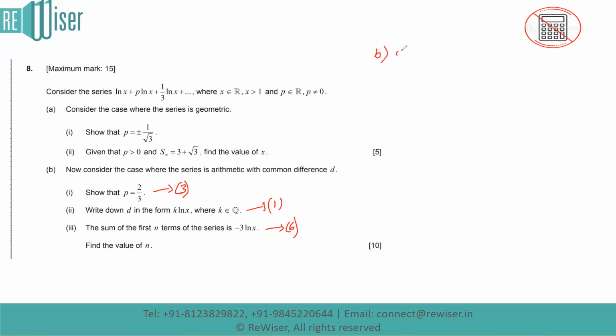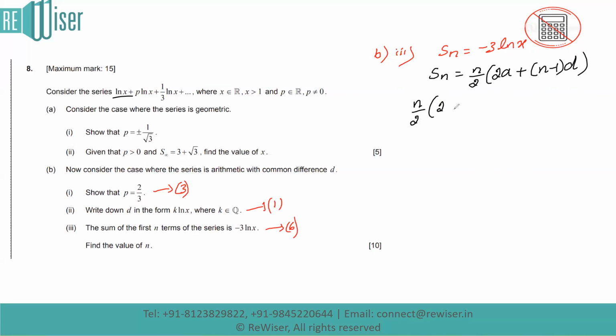So for B part 3, we are talking about the sum of the first n terms, which is Sn, given as minus 3 times ln x. And we need to find out the value of n. We know that whenever we have an arithmetic series, the sum of n terms is n over 2 into 2a plus n minus 1 times d. Let us substitute it. We don't know the value of n. So it's going to be n over 2 into 2 times the value of a.